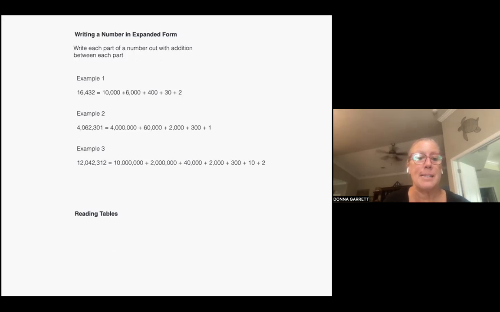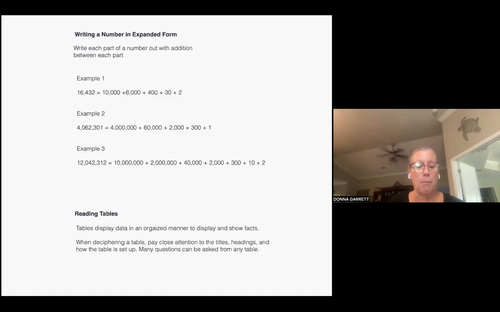Okay, this is important because sometimes we ignore the obvious when it comes to a table or even a graph. When deciphering a table, pay close attention to the titles, headings, and how the table is set up. Many questions can be asked from any table. All right, so really important.